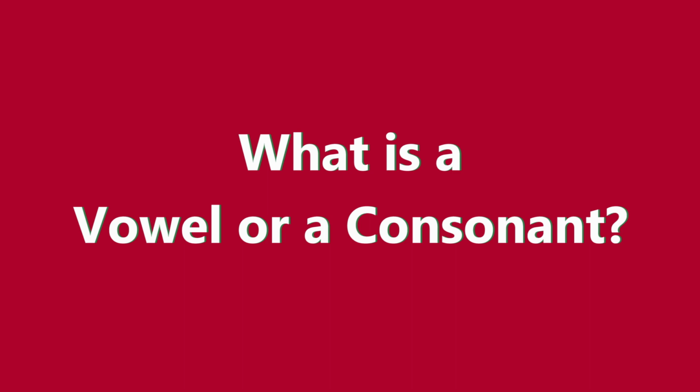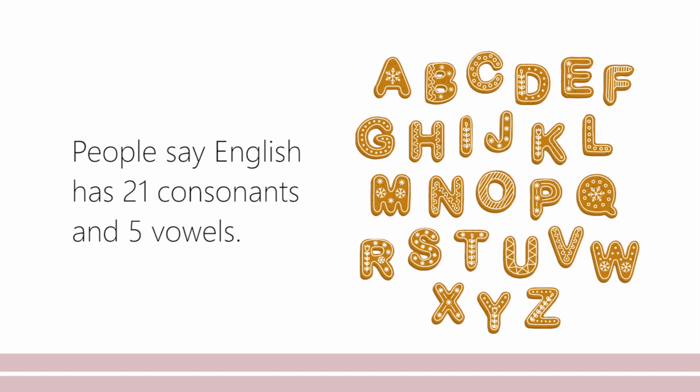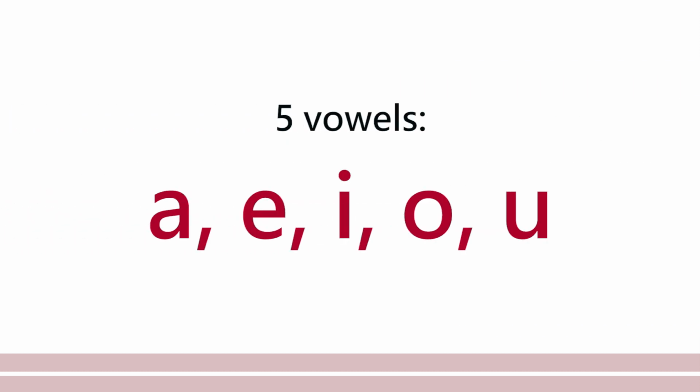What is a vowel or a consonant? People usually say, oh, English has 21 consonants and 5 vowels. There are 26 letters in the English alphabet. And if you want to know which are which, it's easier to know which ones are the vowels, and then everything else would be a consonant.